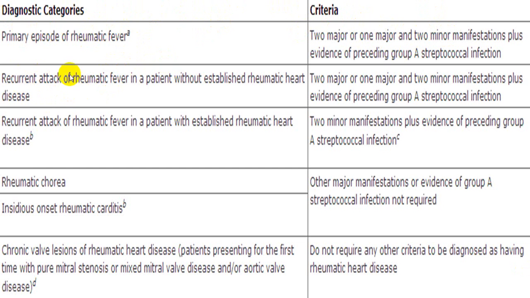And we have already told you, a recurrent attack of rheumatic fever means a patient without established rheumatic heart disease. There is a recurrent attack with established rheumatic heart disease. These are the criteria: 2 major, 1 major with 2 minor. Here 2 minor plus previous evidence of streptococcal infection. Rheumatic chorea being 1 major manifestation. Insidious onset of rheumatic carditis can be there along with rheumatic chorea. And chronic valvular heart disease does not require any other criteria for diagnosis of rheumatic heart disease.